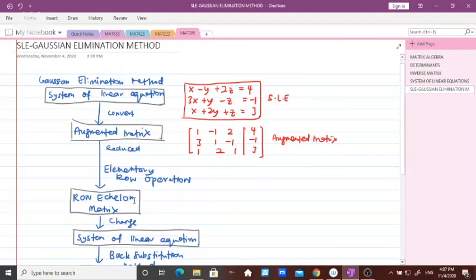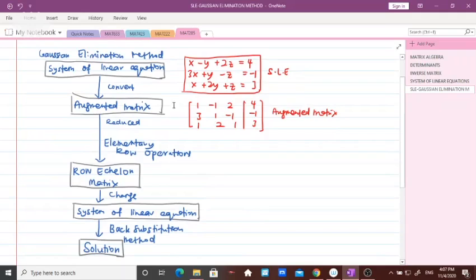In this video I will show you an example of how to solve a system of linear equations by using the Gaussian elimination method. In our previous video I explained the steps of the Gaussian elimination method step by step, and also the definition of row echelon.